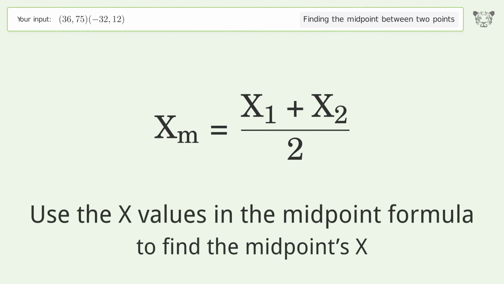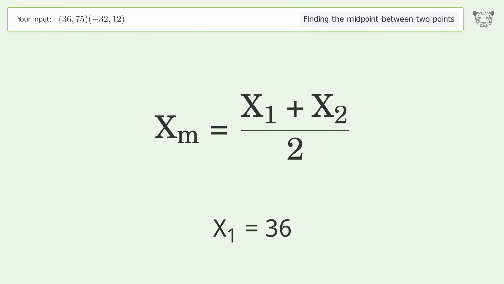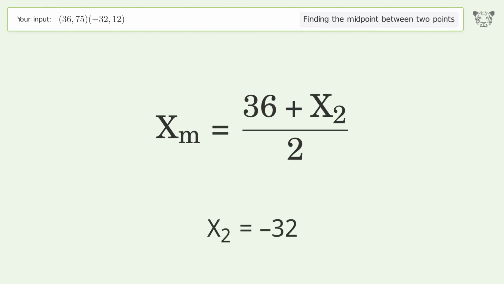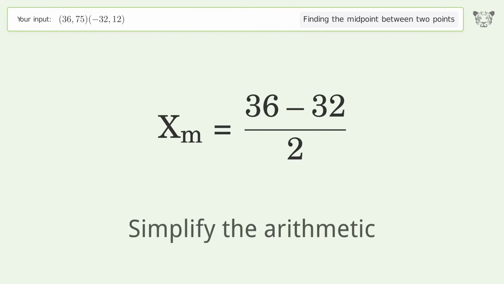Use the x values in the midpoint formula to find the midpoint's x. x1 equals 36. x2 equals negative 32. Simplify the arithmetic.